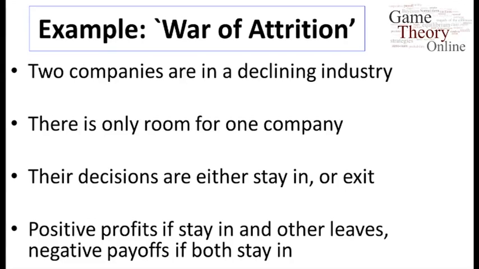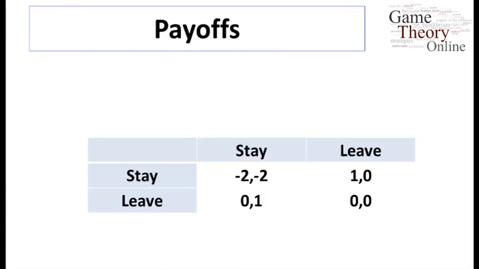And in a war of attrition, we have two players, say two companies that are in a declining industry. There's only room for one company, and they can either stay in or exit. So there's positive profits if one stays in and the other exits, but there's negative profits if they both stay in. So basically they're playing a waiting game, hoping that the other one will leave first. They can stay in the industry and enjoy some profits. So let's have a look at a simple version of this game.